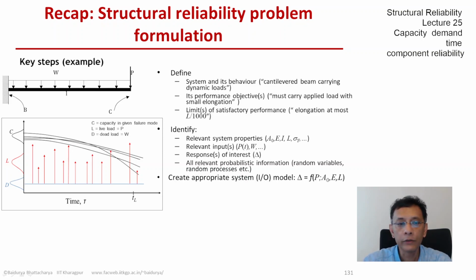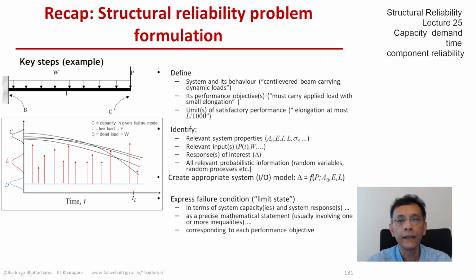So with all of that, we are able to create an input-output model, a finite element model, for example. Then we have the limit state in terms of the variables and the mechanics, and we also know the probabilistic information about all those variables and processes. So that would let us compute the probability of failure.